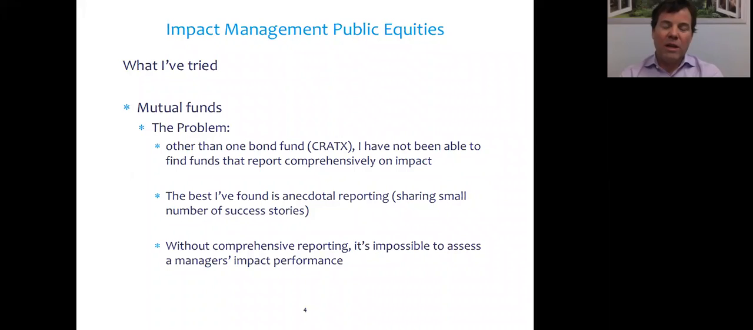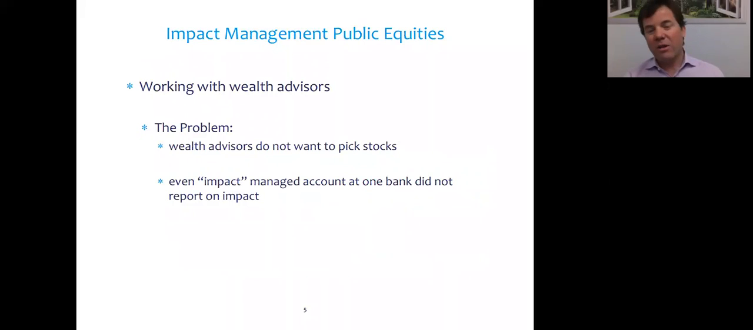And without the comprehensive reporting on impact, not only do I not know what's happening with my money, but it's also impossible to assess managers' performance. So I can't tell, is Calvert doing better with their impact approach than Domini?